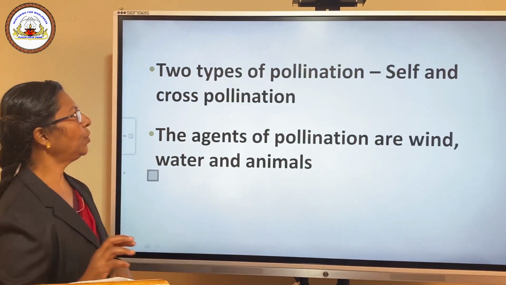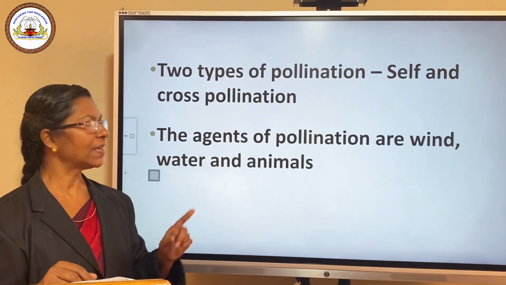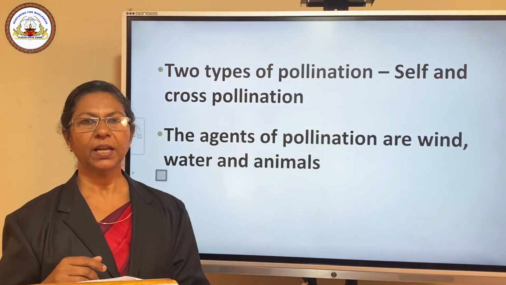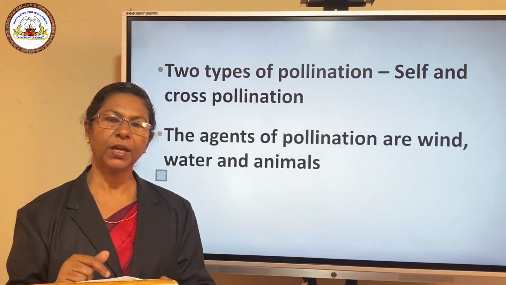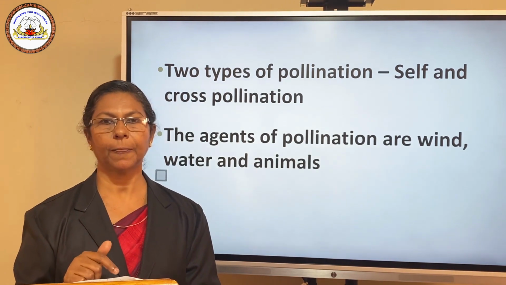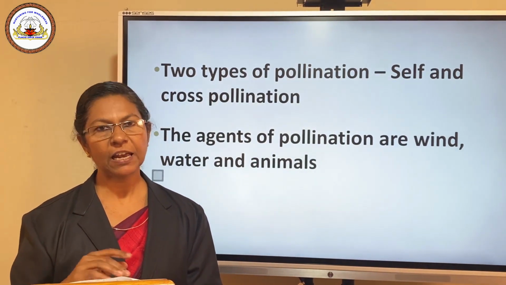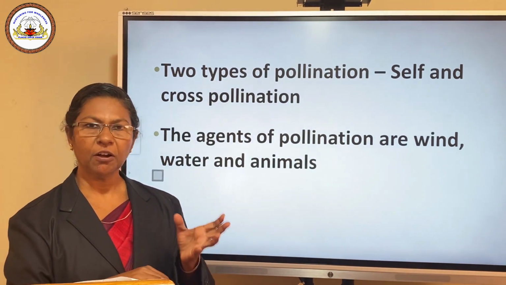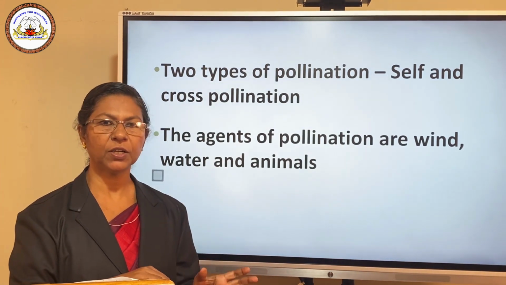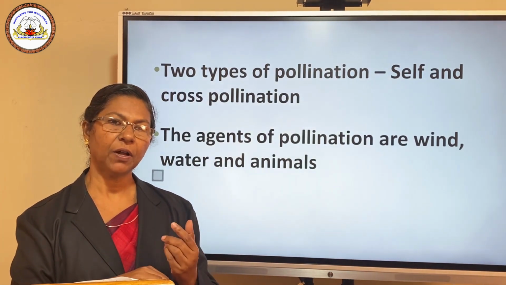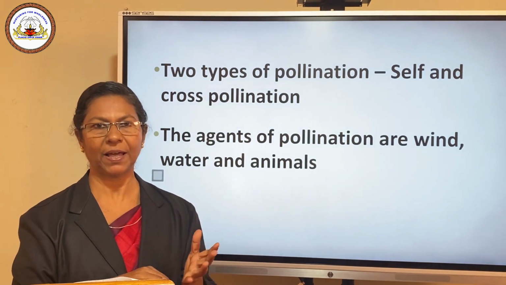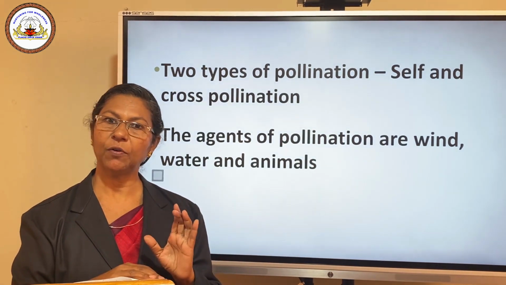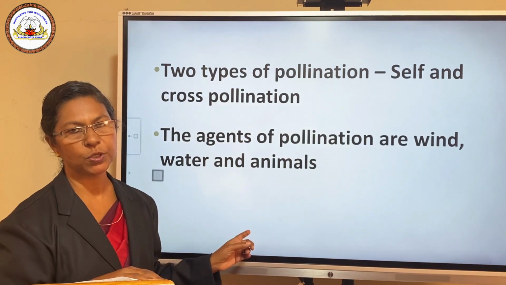There are two types of pollination: self-pollination and cross-pollination. In self-pollination, the pollen of a flower falls on the stigma of the same flower. Cross-pollination is the falling of pollen from one flower to the stigma of a flower of another plant.